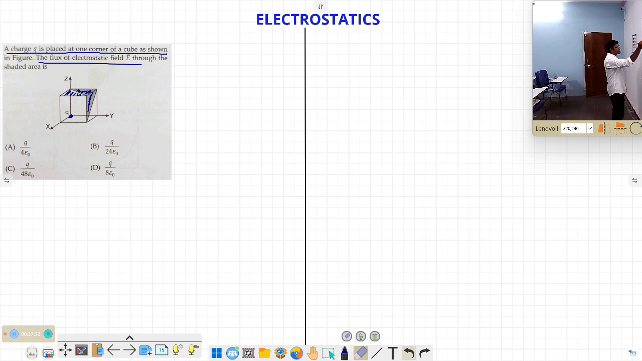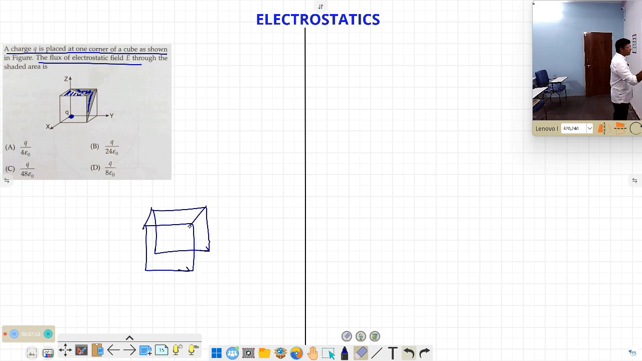But here the charge is present at one of the corners of the cube, not at the center. Corner means you have to consider a Gaussian surface. If you place a charge at one corner of the cube and want to surround it, it has to be inside the Gaussian surface. So you take cubes like this: one cube, a second cube, a third cube, a fourth cube, and below and above you also keep 4 cubes. In total, 8 cubes.